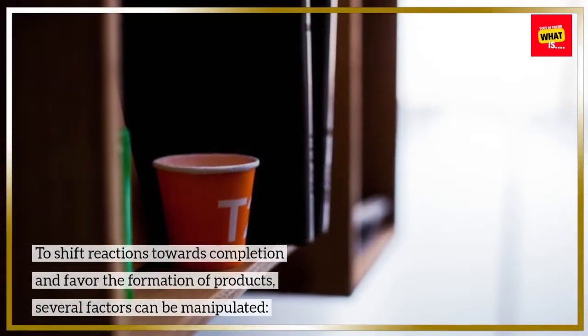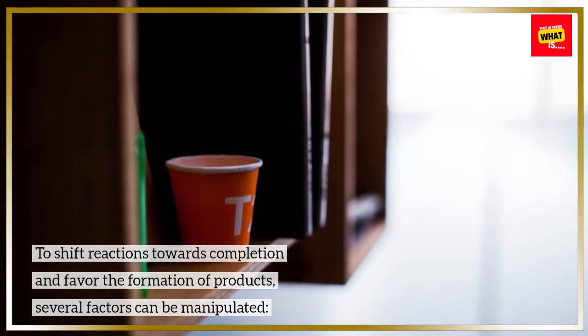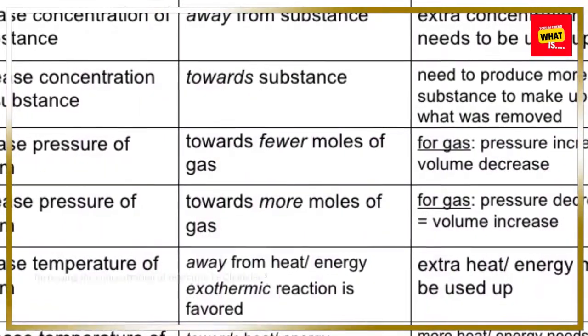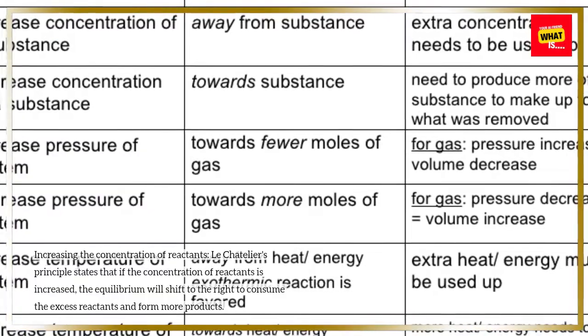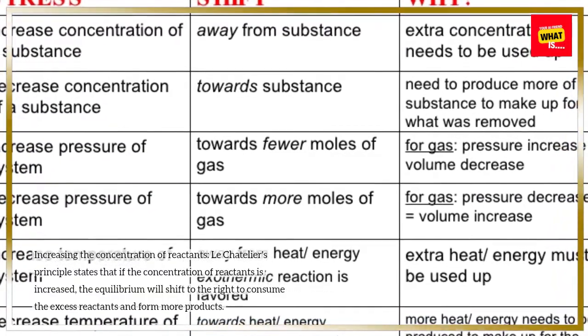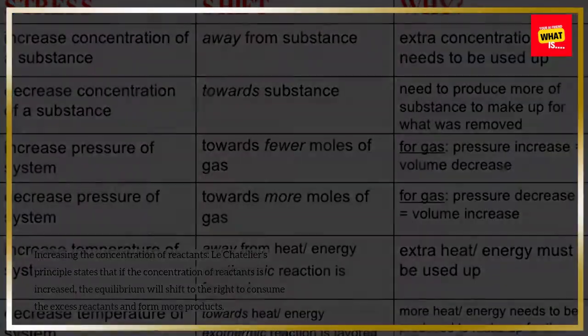To shift reactions towards completion and favor the formation of products, several factors can be manipulated. Changing concentrations. Increasing the concentration of reactants. Le Chatelier's principle states that if the concentration of reactants is increased, the equilibrium will shift to the right to consume the excess reactants and form more products.